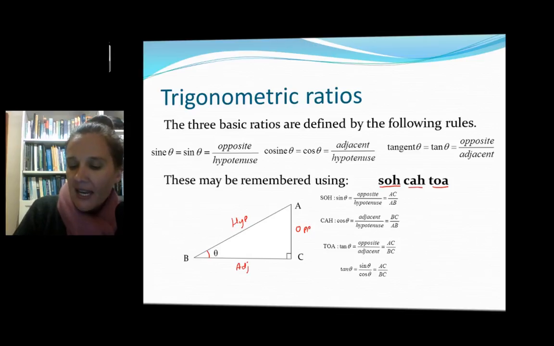We can also say that tan of theta is sine of theta divided by cosine of theta. We can work this through at a later date.